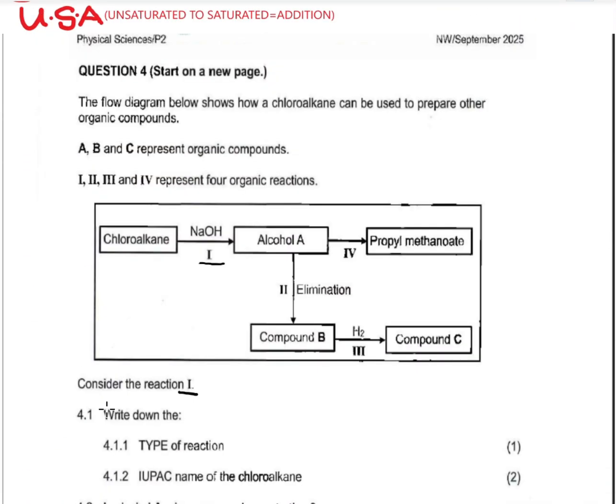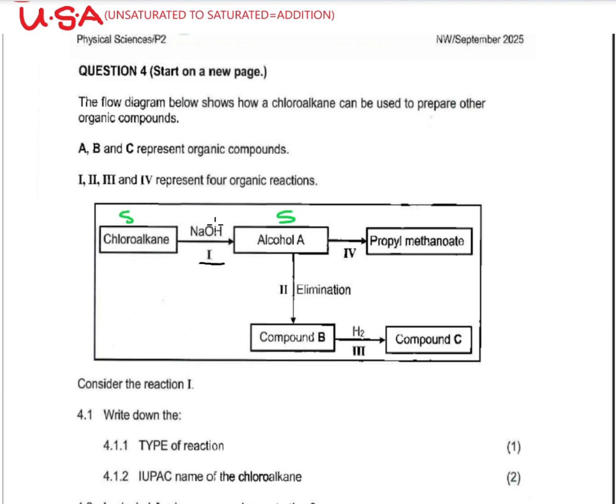Question 4.1.1. The type of reaction that is represented by reaction 1. What is the type of reaction that is happening? We know a chloroalkane, guys, is a haloalkane. So what we are having here is a haloalkane, which is a chloroalkane, and then this arrow is going to an alcohol, which means we are moving from a chloroalkane to an alcohol. The haloalkane is saturated, right? What about the alcohol? The alcohol is also saturated.